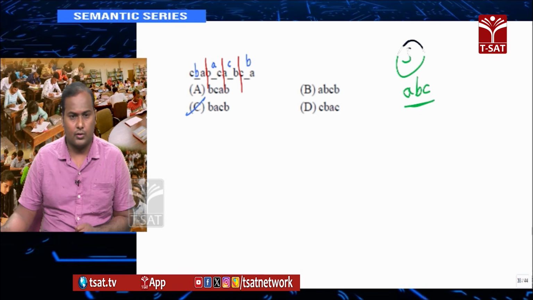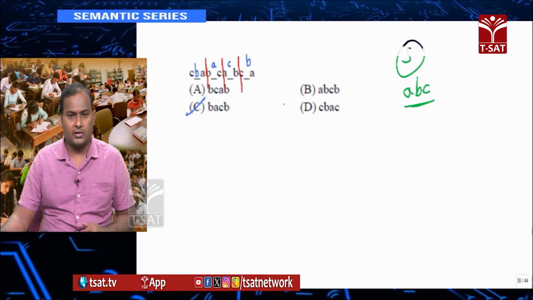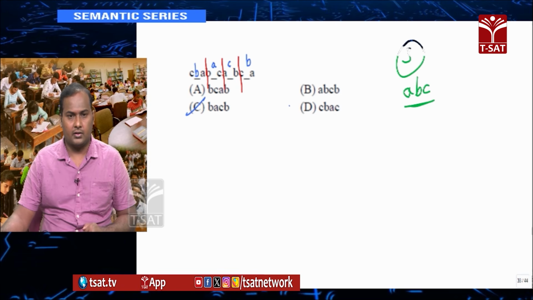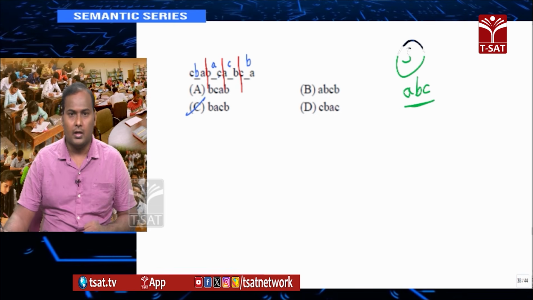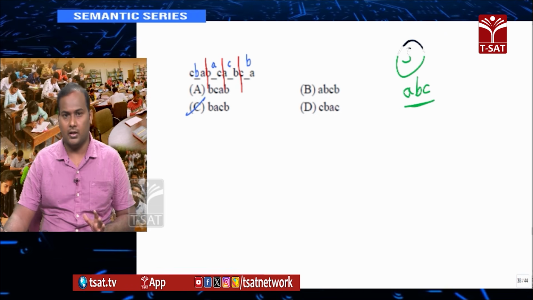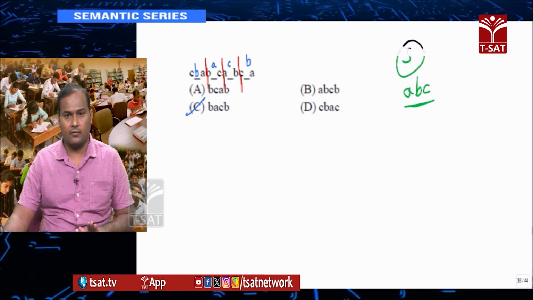It's a big tricky question. Why? Because you are not getting any particular repetition here. In a repeated letter series, you should get a particular repetition, but in this case you are not getting any kind of repetition. So whenever you are not getting any repetition, try to check how many letters are there, how many types of letters are there.